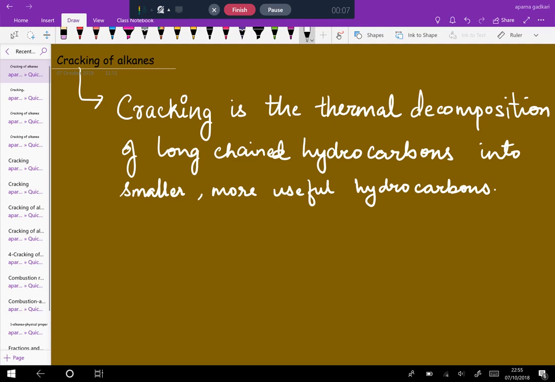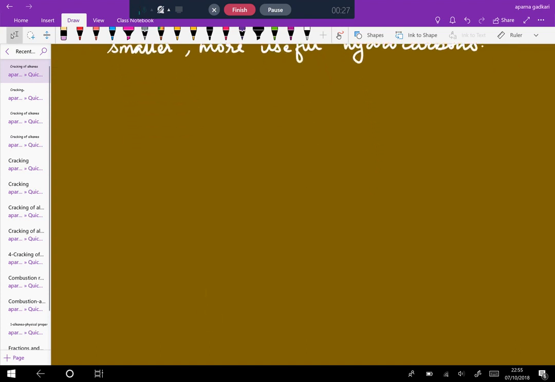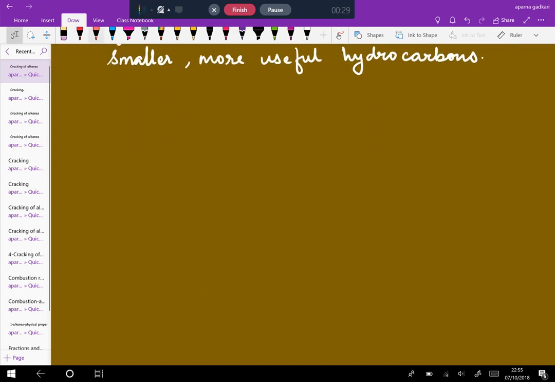Today's topic is cracking of alkanes. Cracking is the thermal decomposition of long-chained hydrocarbons into smaller, more useful hydrocarbons. With this definition of cracking, let us take an example of an alkane, say for example a decane, and try to see what can be the possible products of cracking the decane.